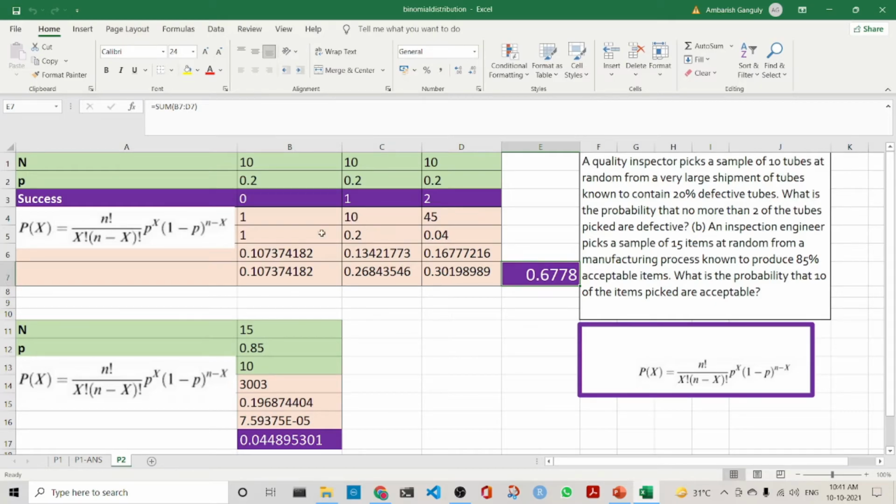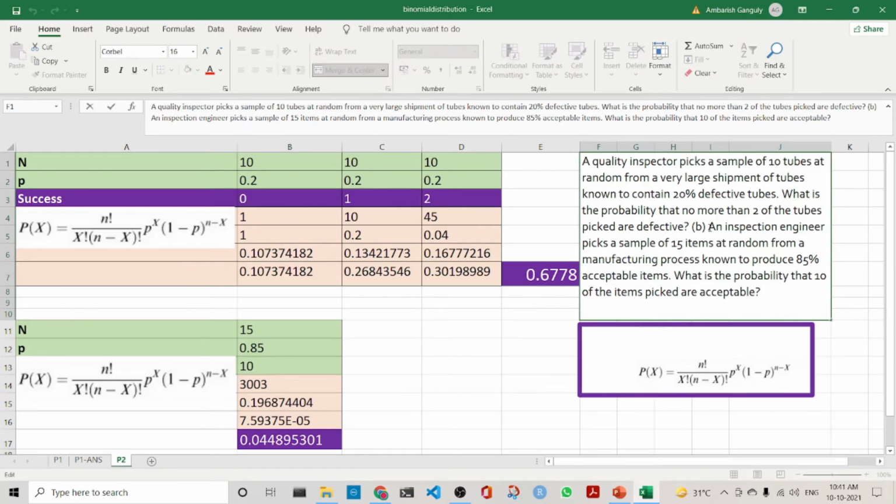So again to revisit, this is the first term, this is the second term, p to the power x, and this is the next term, 1 minus p to the power n minus x. So this is how we have done it. Hope you liked the lecture. Next we will go on to the next problem.